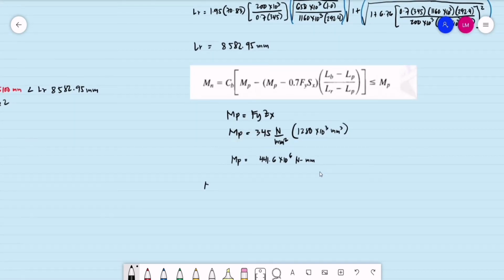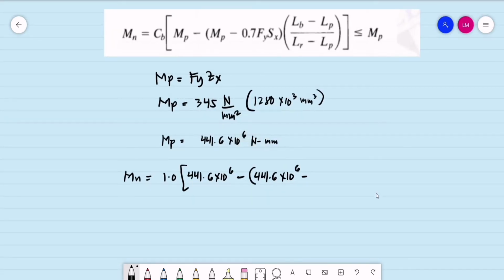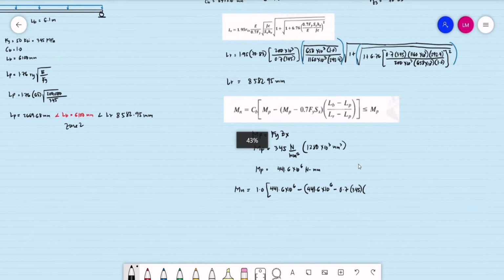Okay, so we have the value of the nominal moment M sub N is equal to C sub B, assumed to be 1.0. The value of the plastic moment is 441.6 times 10 raised to 6, then minus this value is M sub B, we have 441.6 times 10 raised to 6. Then minus 0.7 of Fy, that is 345 megapascals. And S sub X, so what is the value of the S sub X?